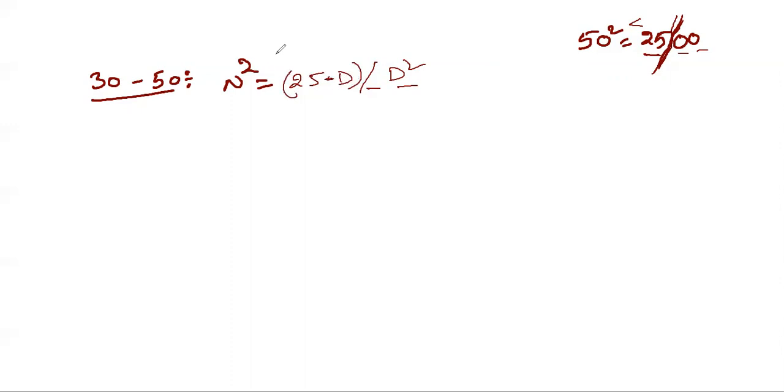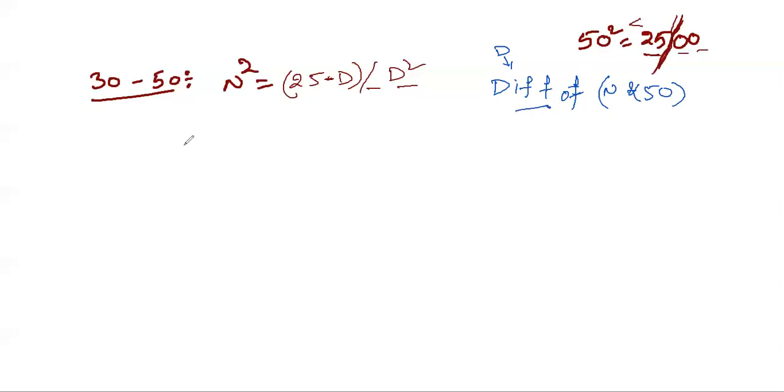What is this concept? What is the reason behind it? It's very simple. What is d? D means difference. D is nothing but the difference between the given number and 50. Difference of n and 50.